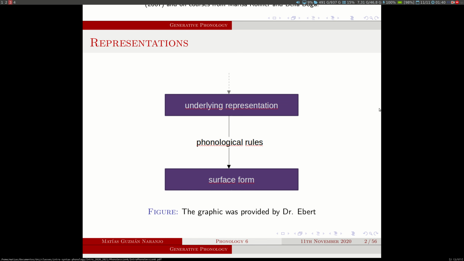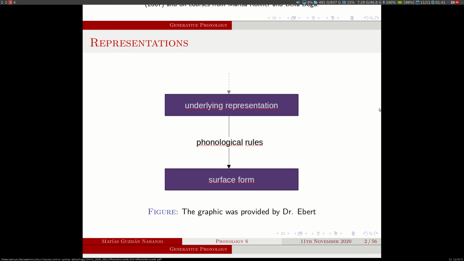So, how do we think about phonology and representations? Well, the idea is that we have underlying representations of words. That's how words are stored in the mental lexicon. Then you have phonological rules. The rules apply, and the rules give you the surface representation of the words.